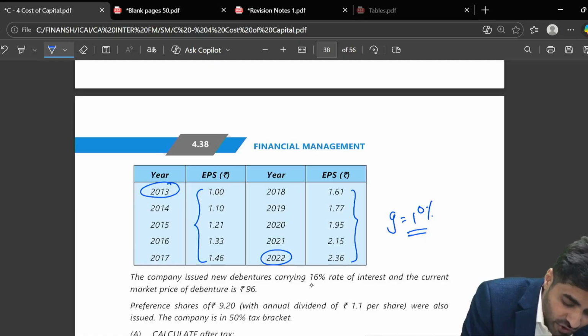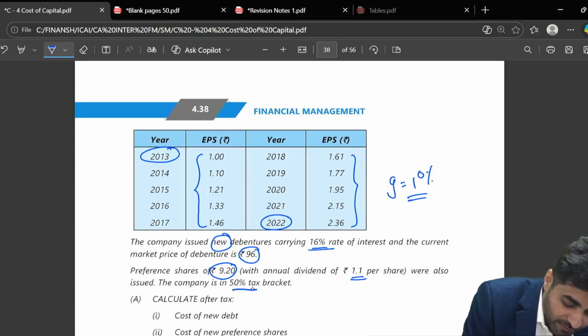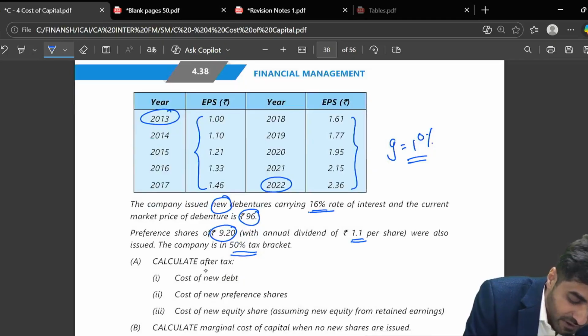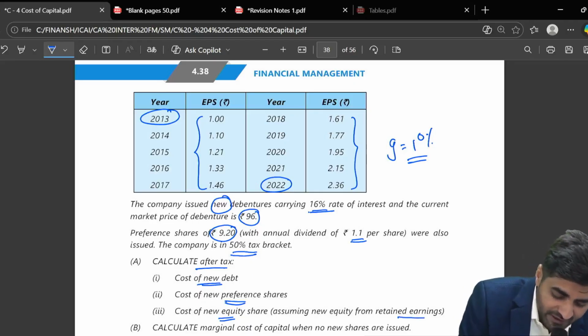The company is issuing new debentures carrying a 16% rate and the current market price is 96. Preference shares priced at 9.2 with an annual dividend of 1.1 were also issued, and the company is in the 50% tax bracket. They are required to calculate the cost of new debt, cost of new preference shares and cost of new equity shares, assuming new equity from retained earnings.